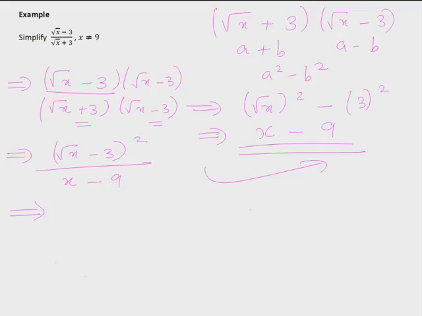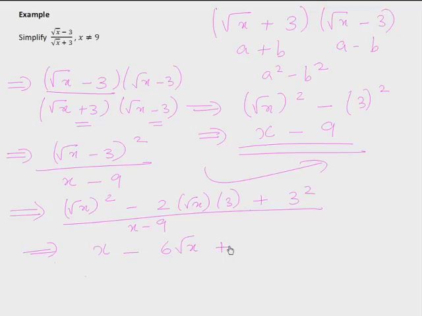So let me further simplify the numerator. That's a perfect square trinomial. So that becomes root x square minus 2 into root x into 3 plus 3 square upon x minus 9. This becomes root x square, which is x, minus 6 root x plus 9 over x minus 9. And this is my answer.